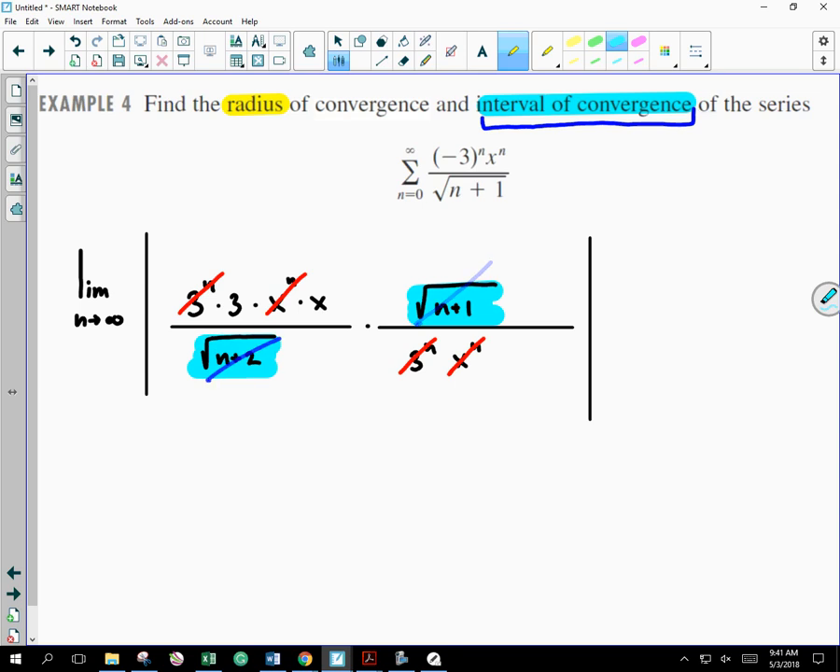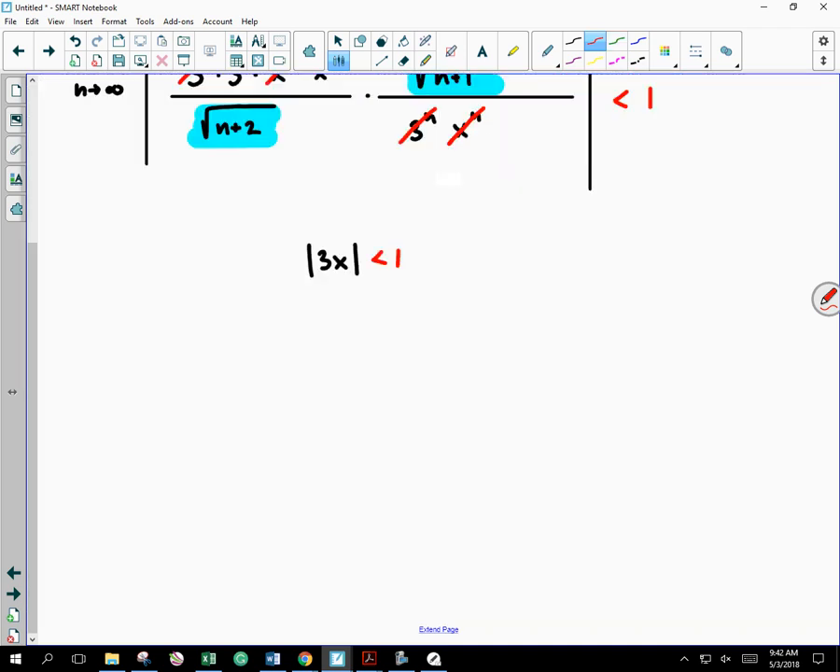And they want it to converge. So what should I set this equal to? Less than 1 by the ratio test, right? On tonight's homework, you're always going to set it less than 1 because they're always asking for the convergence. Is this true or false? True. A positive 3 is allowed to move out of the absolute value.